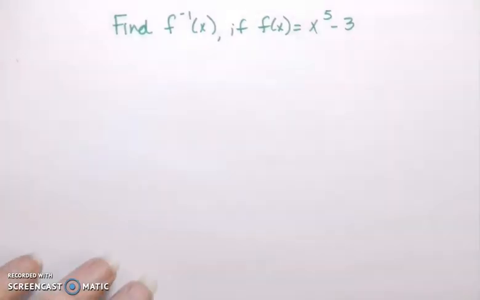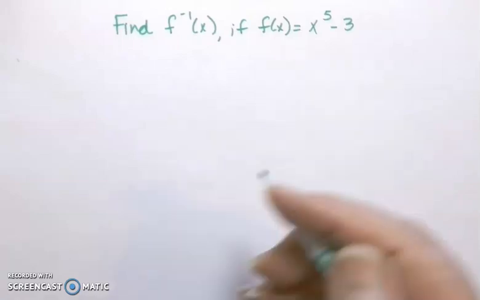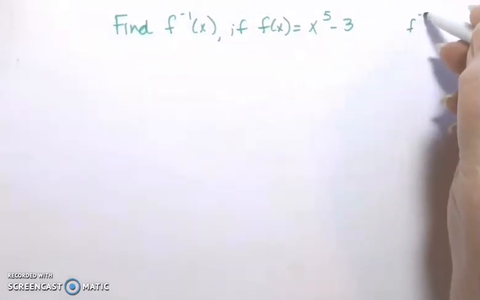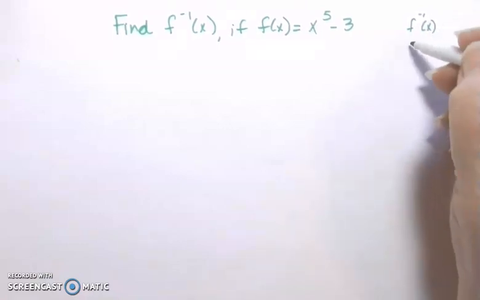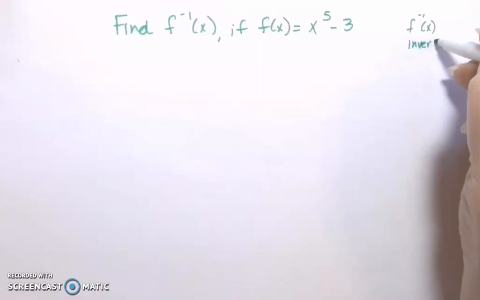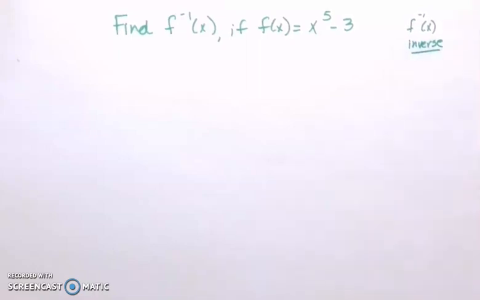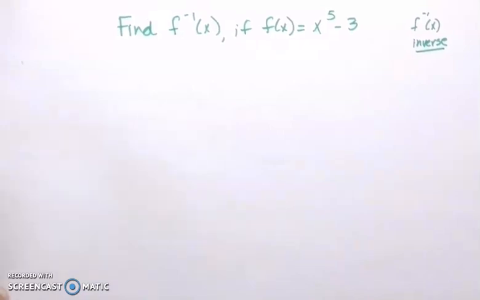So we've been given a function, f of x equals x to the fifth power minus 3, and we are asked to find f to the negative 1 of x. Now remember that f negative 1 of x is notation only, and it means find the inverse. That's what that means. And there's a process that we go through algebraically to find an inverse.